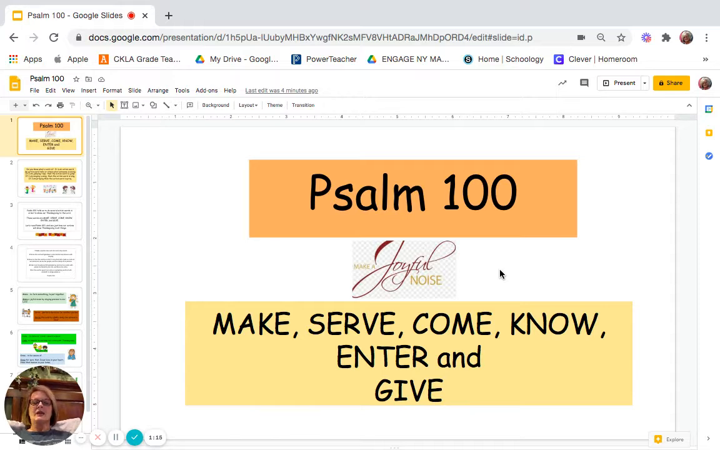So the title of our whole lesson today is called Make, Serve, Come, Know, Enter, and Give. All of those words are here at the bottom, listed in the little yellow box. Hopefully by the end of the lesson, you will know more about what each one of these words means and how to do those words. All right, so let's look at our very first slide.